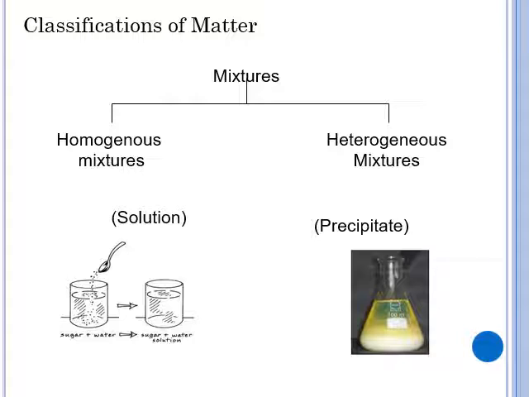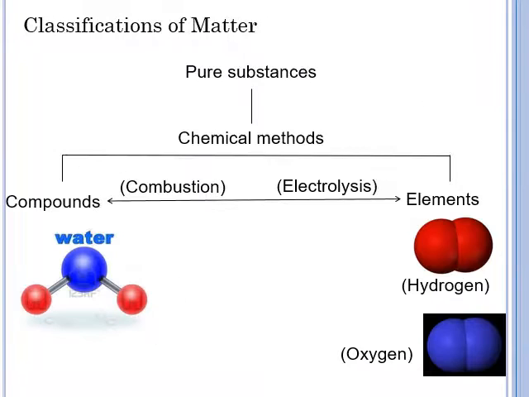This is all of you already know. A homogeneous mixture means that it has one phase, in a solution, but a heterogeneous mixture has different phases, for example a precipitate. Just now we saw that the classification of matter consists of pure substance or mixture. In a pure substance, the chemical methods involve compounds or elements.